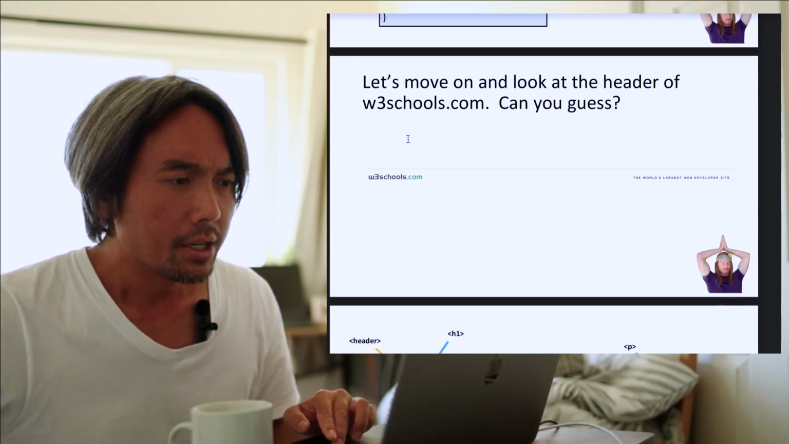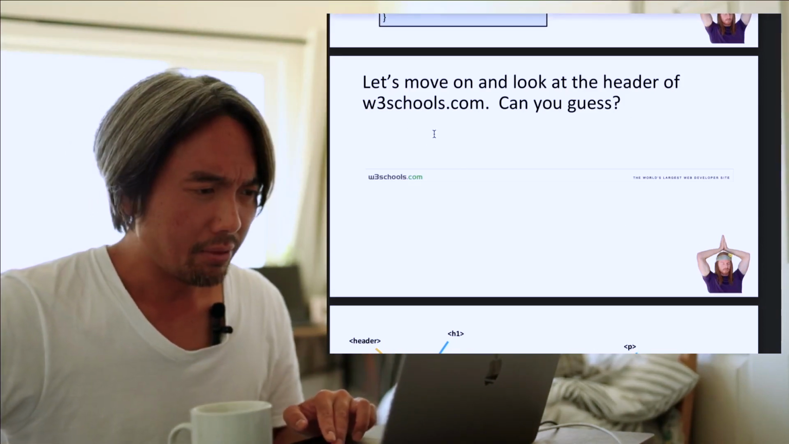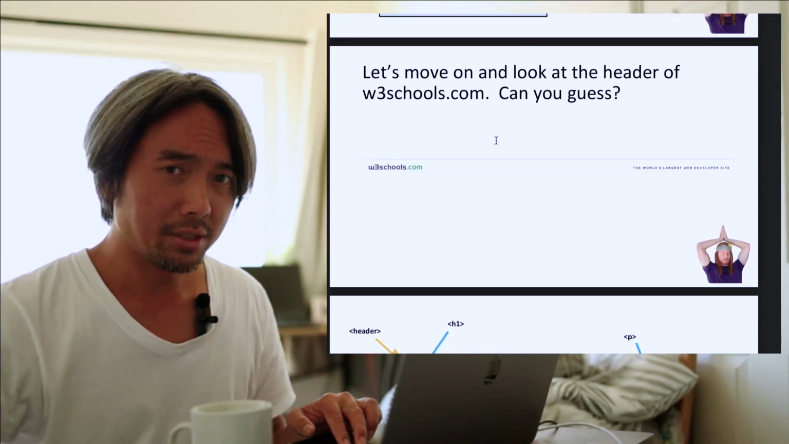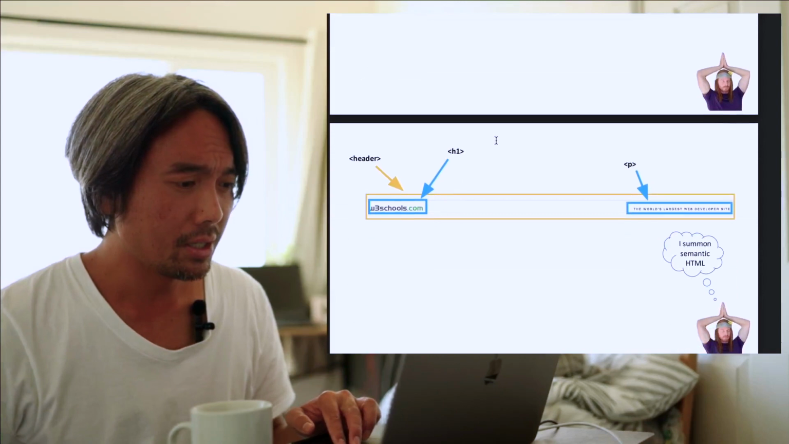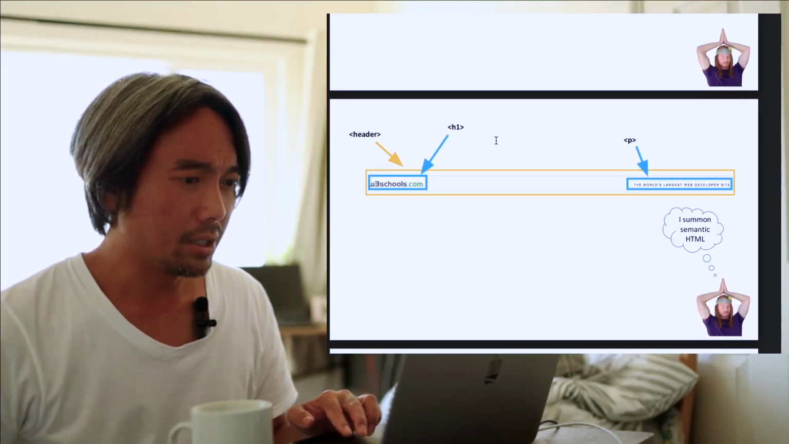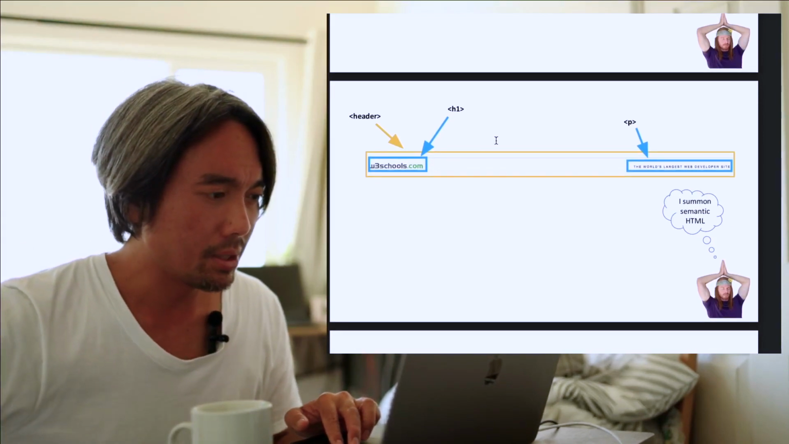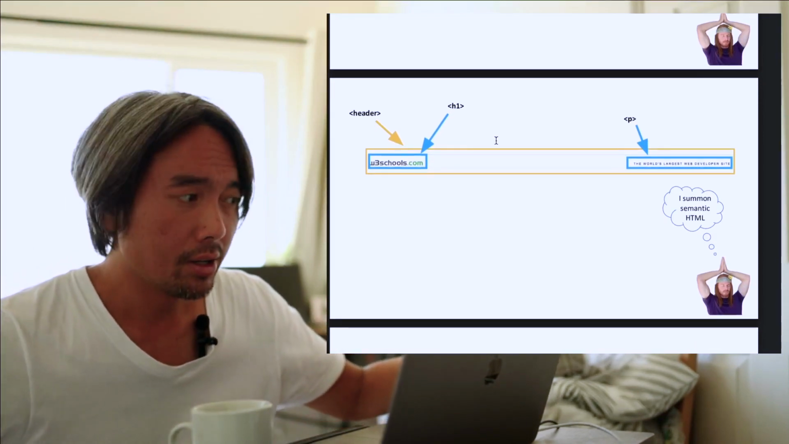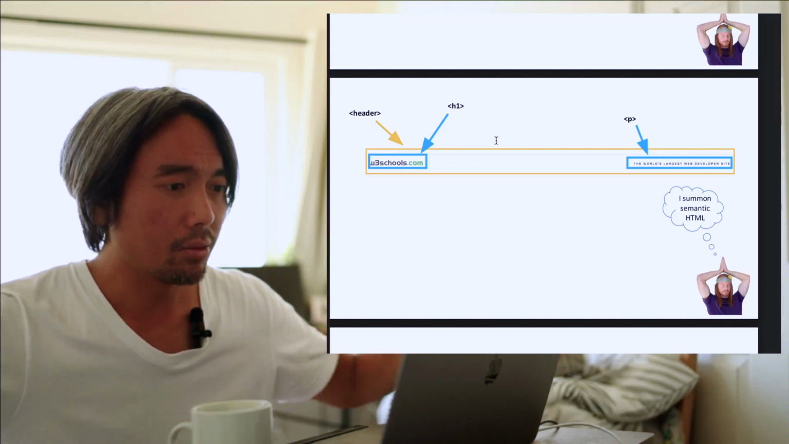All right. So let's move on and look at the header of W3Schools. So can you guess? So now that he enlightened the elf a little bit, he's just going to skip the elf altogether. Here he's going to summon semantic HTML again, just to show an example of how to code another header. Okay, just to show a comparison on another website.